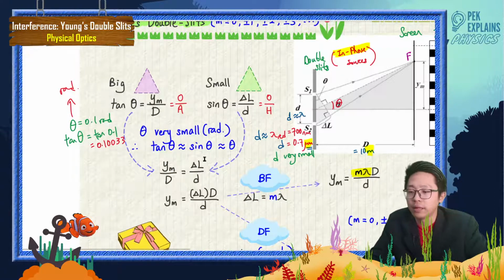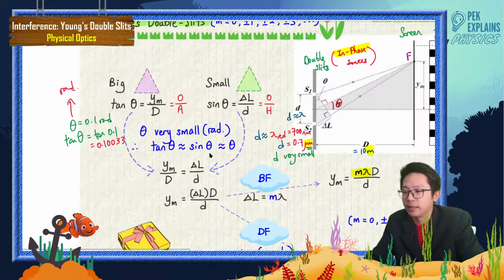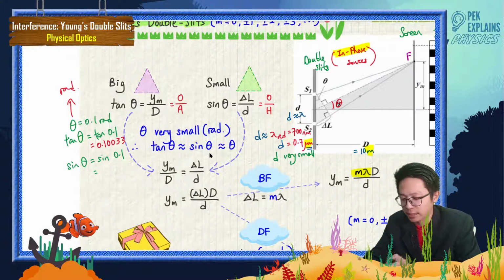Now let's calculate the sine theta, which equals sine 0.1 also. Sine 0.1, what do you get?